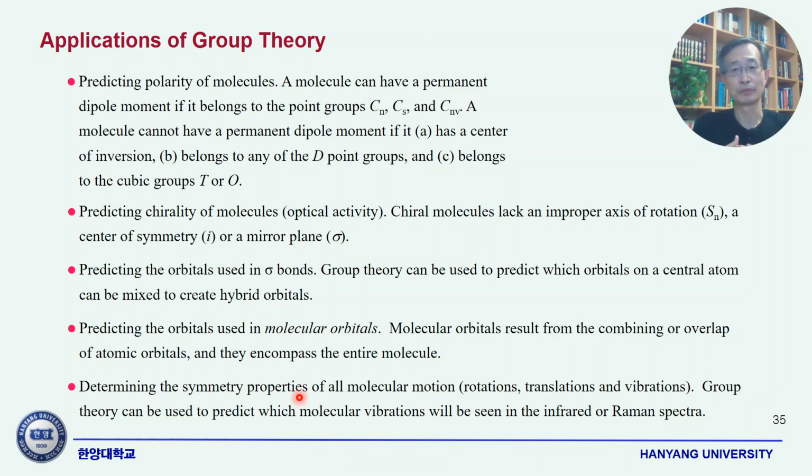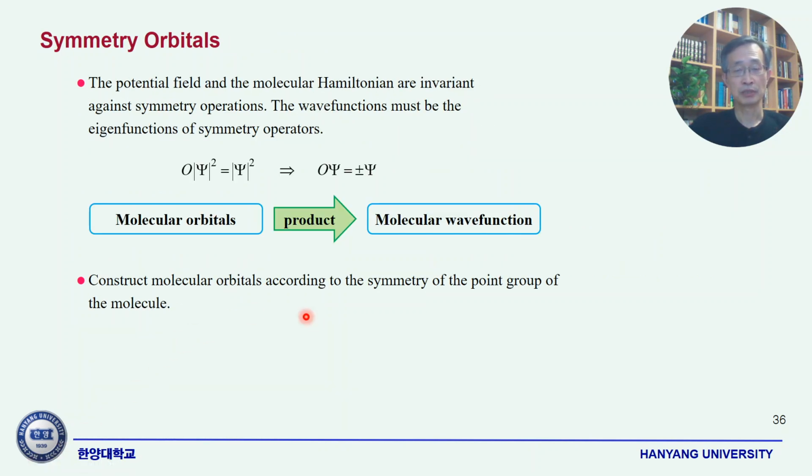and then determine the symmetry property of molecular motion, not only vibration but rotation, translation, any motion actually, including translational, rotational, and vibrational. Group theory can be used to predict which molecular motion is a vibration, and can also determine if that vibration is active in infrared spectroscopy or active in Raman spectroscopy. So those are the applications.